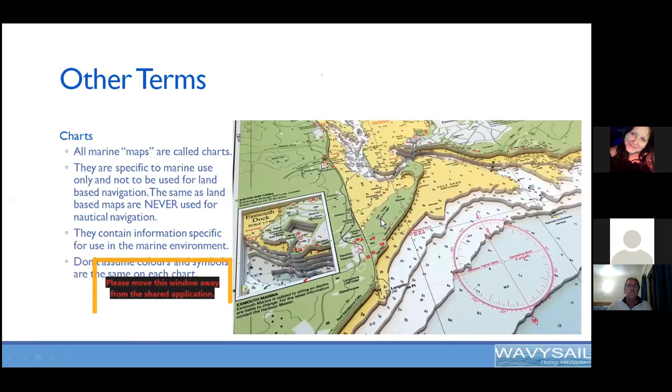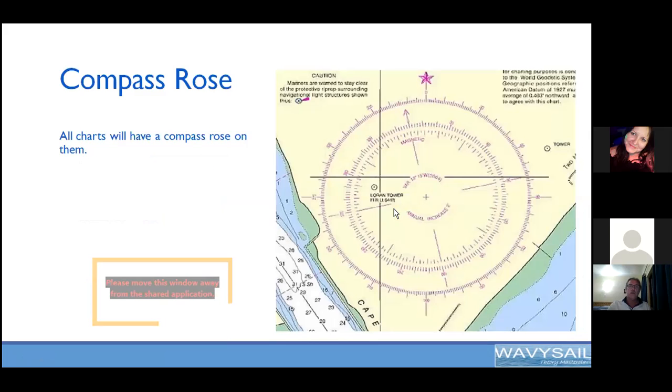Also, guys, please note, the color schemes are dependent on who prints the chart. Charts are printed by government authorities the world over. Note that this one has land as green, drying areas as yellow. Okay. This one has land as yellow and drying areas as green. Not all charts have the same colors. Please, guys, make sure you know what your chart is representing.